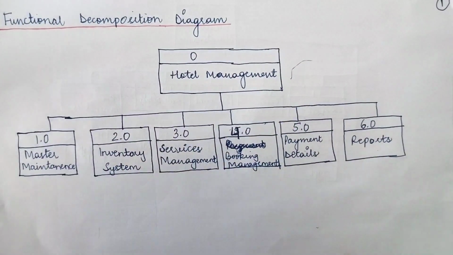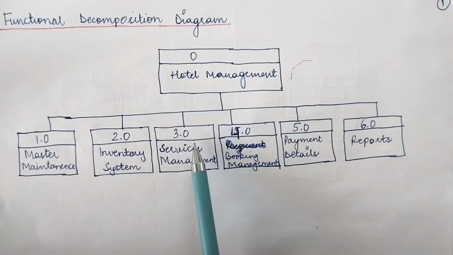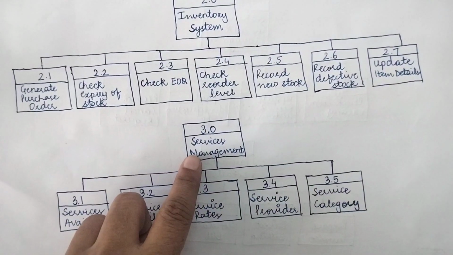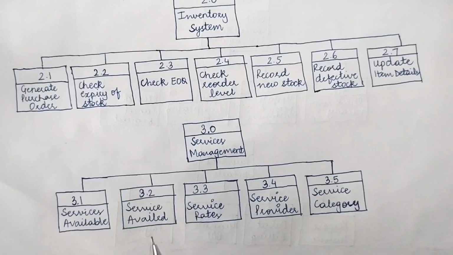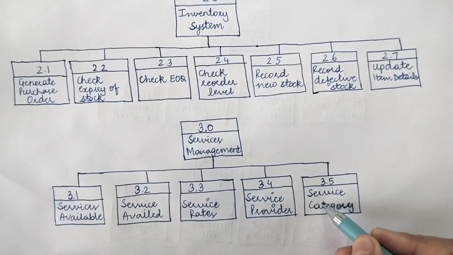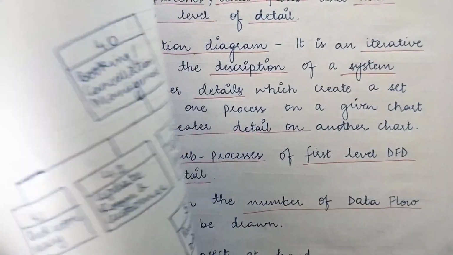Then within this hotel management process, the third sub process was the service management. So in the third iteration, you can see the service management sub process has been explained in detail. Within the service management, what all things have to be considered: what all services are available, what all services have been availed out of the available services, what are each individual service rates, who are the service providers, and what all service categories are there.